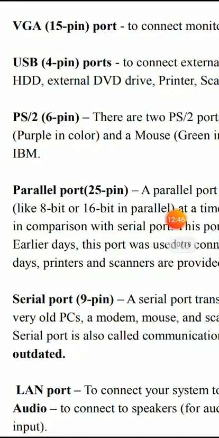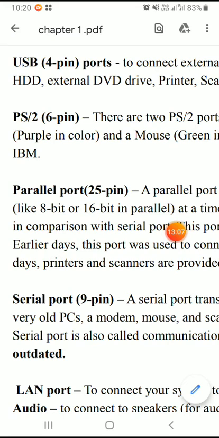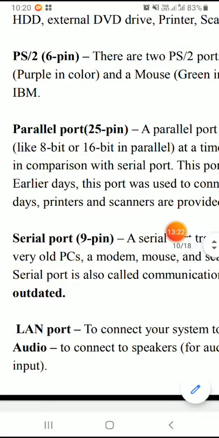A parallel port is an 8-bit or 16-bit port which is used to connect external devices like a printer and scanner with the computer system. In early days, this port was used to connect various output devices and input devices with the computer system. But nowadays, this port is replaced by the USB port, because the USB port is easy to connect, and around 128 devices can be connected. Nowadays, instead of using the parallel port, most computer manufacturers use the USB port in order to connect external devices with the computer system.